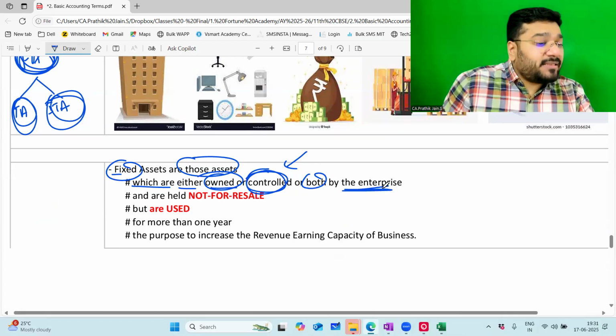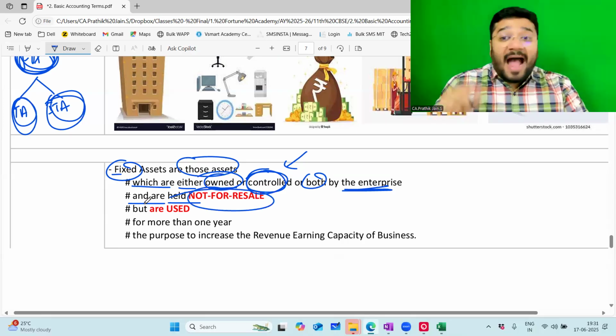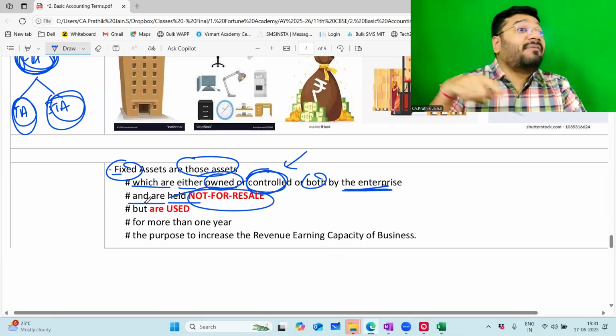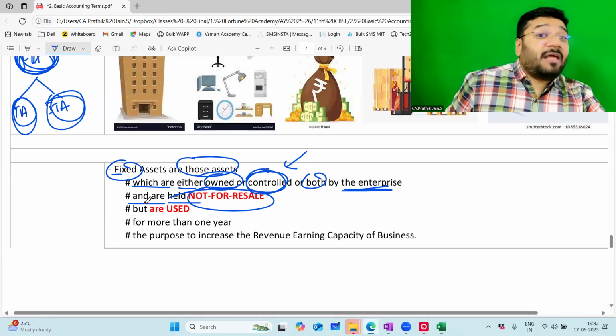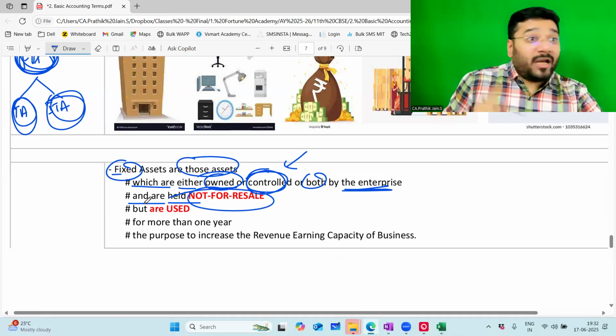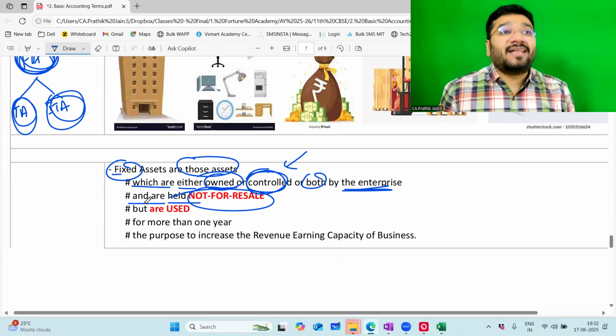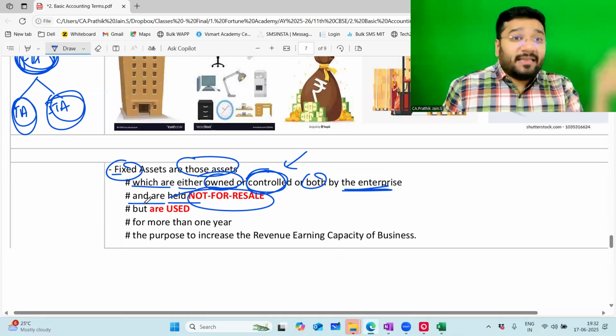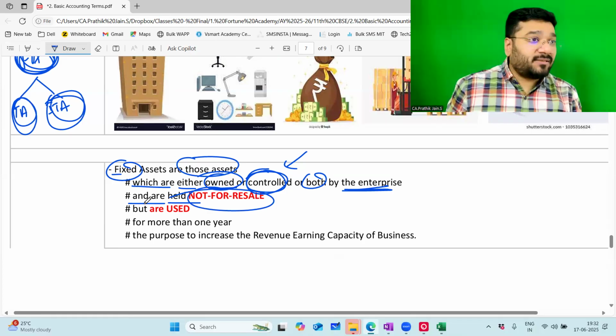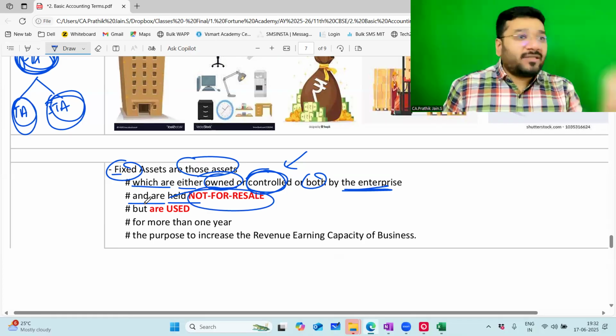Which are not held for resale. I did not buy this furniture with the thought that one day I will sell it. When I purchased this furniture, what was my intention? I want to use it for my students, for my business. Hence it is an asset. So asset means what? Anything that you buy in the business and use in the business. It is not for sale.